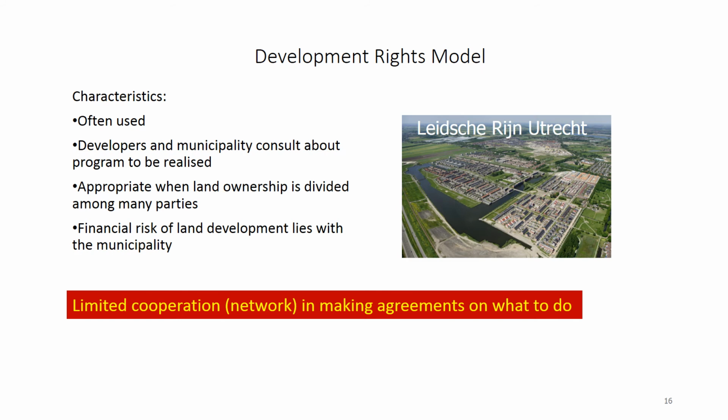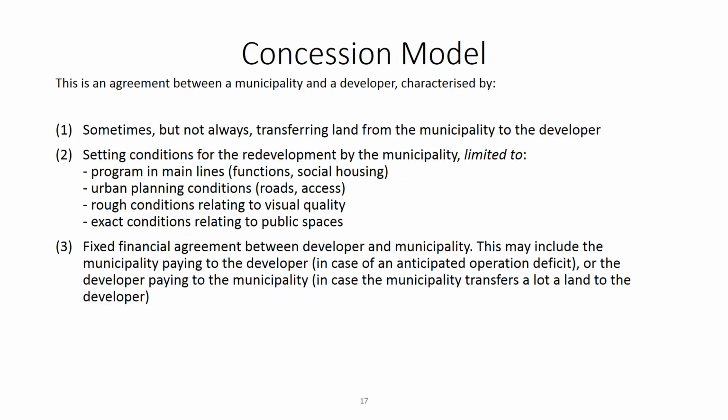So again, this is how we can see that there is some form of cooperation here. The other model with limited cooperation is the concession model, where land is usually transferred to a developer, and the developer develops the land, but they make agreements, again using certain conditions for the redevelopment. So the program lines, urban planning conditions, you see the stuff that is there.